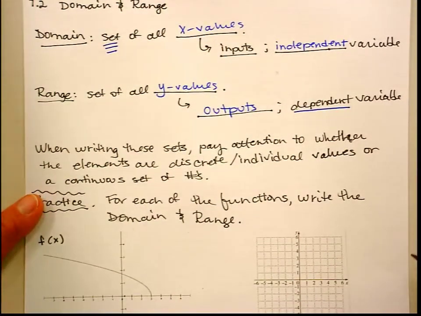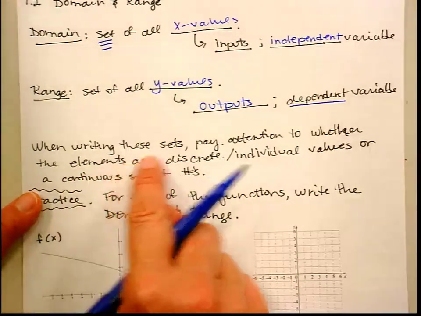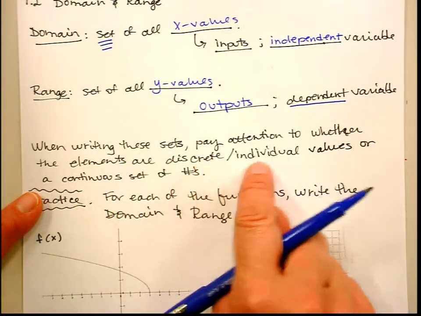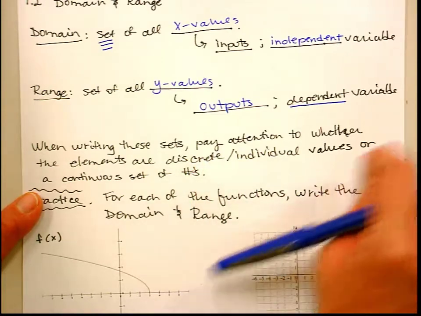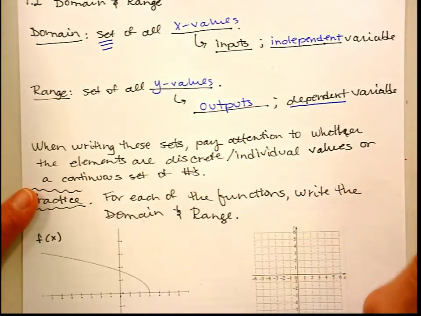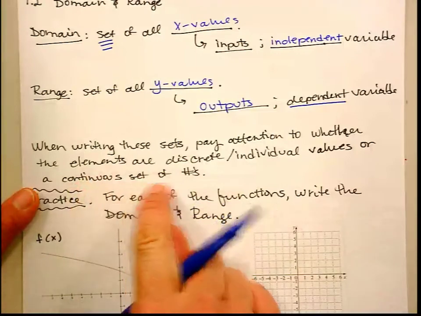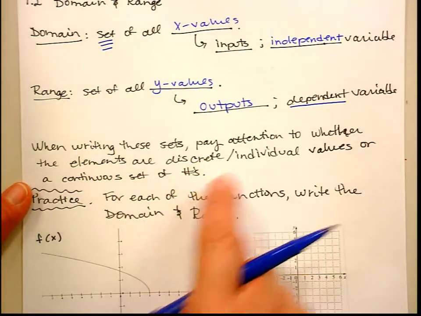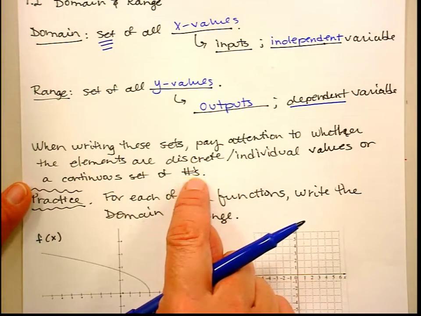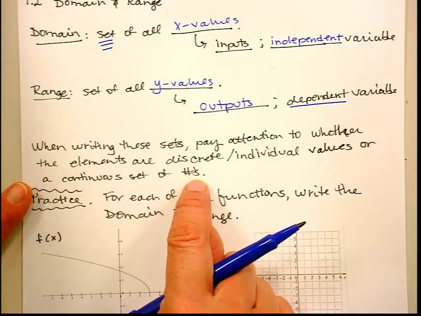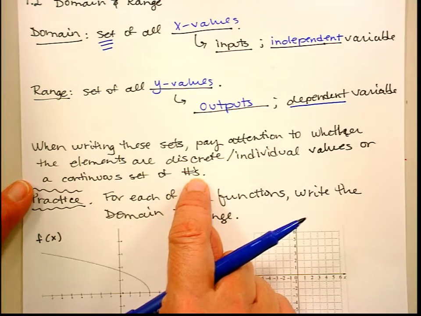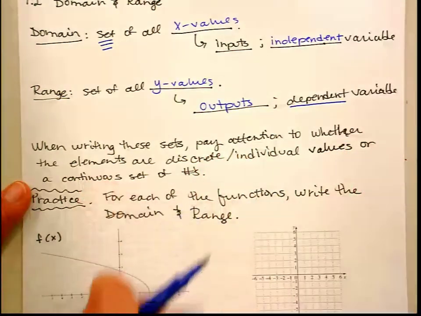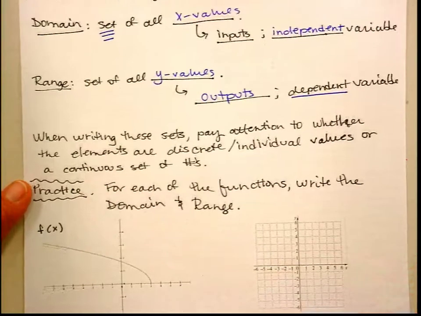When we're writing these sets, we need to pay attention to whether the elements are discrete, which means individual values or dots, or a continuous set of numbers. Depending on which one we have, it will determine the notation we'll use. Discrete means individual points you can look at. Continuous means a graph that's connected.